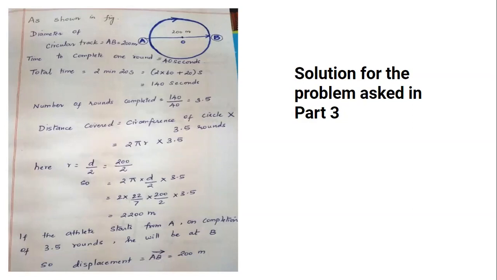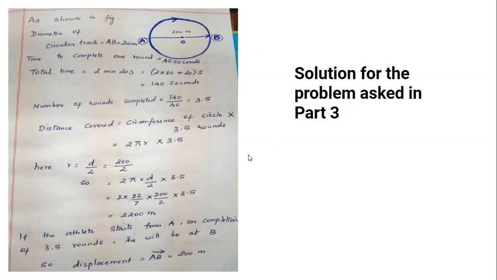So if athlete starts from A, on completion of 3.5 rounds, if you take here, so 1 round, 2 round and 3.5. So this half round, if you see, he will be at B, right? So the displacement will be its diameter A to B. That is the shortest distance, right, children? So A to B, it is 200 meter, right? You understood? Can we move on to the new concept today?